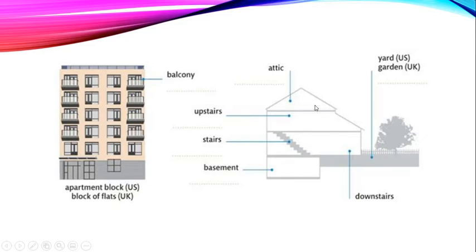Here we have an attic. Upstairs, what's the meaning of that? It is on the second floor. Those are the stairs, upstairs and downstairs, so the first floor. The basement is under the house. Here in Colombia, I think we don't have this. We don't have a basement and we don't have an attic. So this is a United States house. Okay, yard. That is the way it is called in the United States, but in the United Kingdom they say garden.